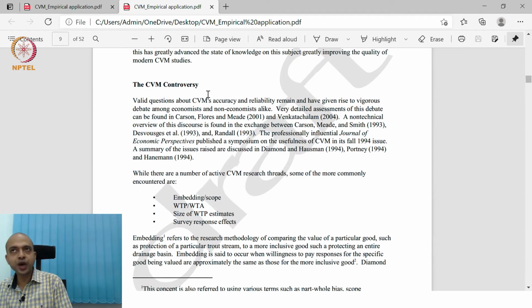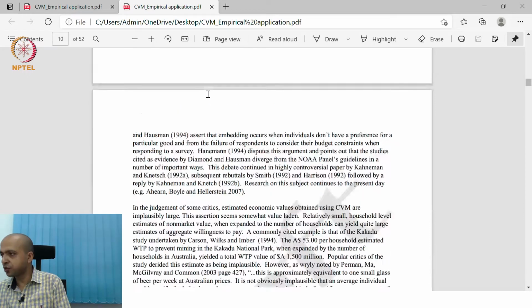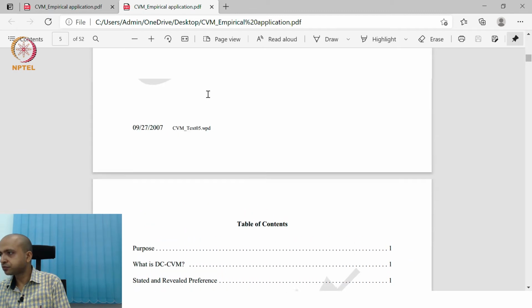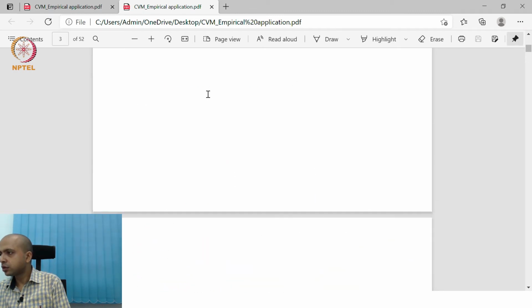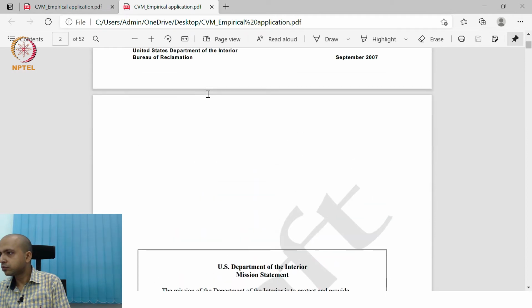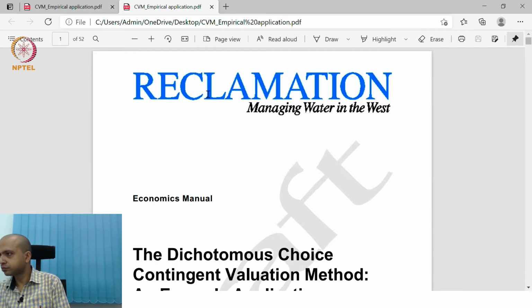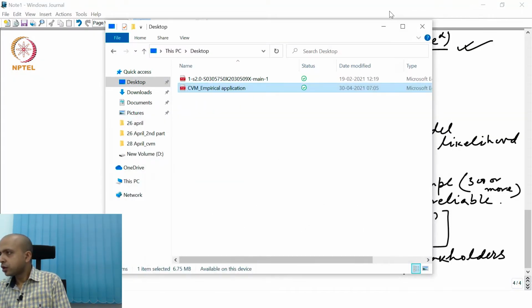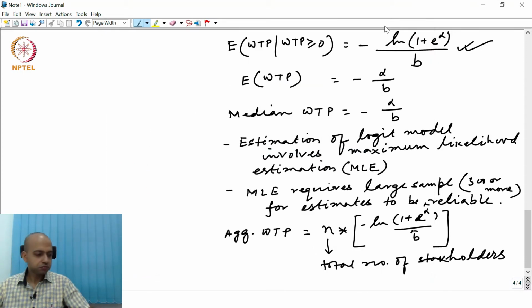The only thing is that you need to understand the econometrics of the logit model, which you should understand from my lecture on the logit model, right? They have discussed everything. So this is the reference, you need to clearly understand. This is the reference: the dichotomous choice contingent valuation method. So this is all about the empirical part of the contingent valuation method, how to estimate willingness to pay.